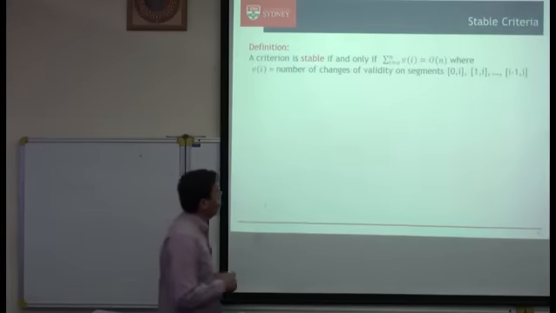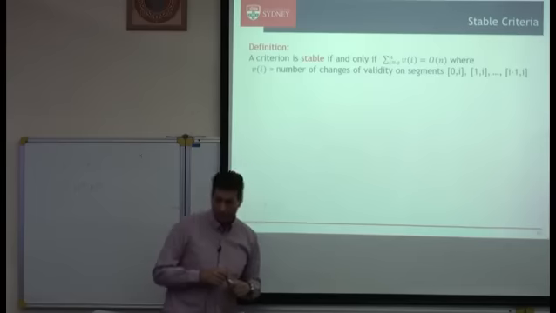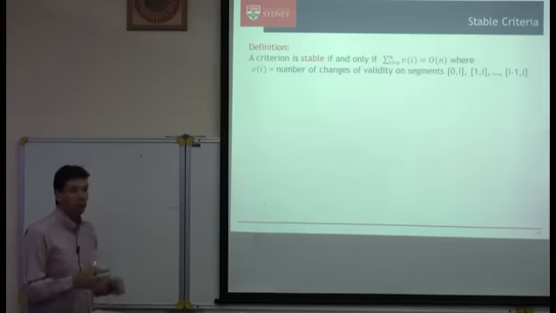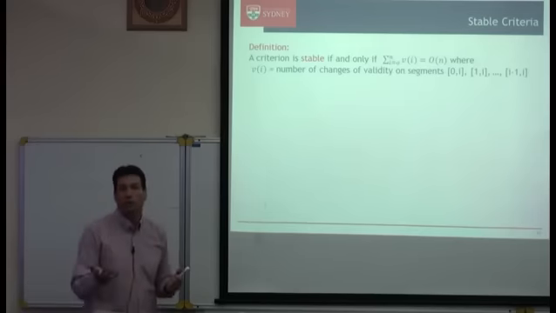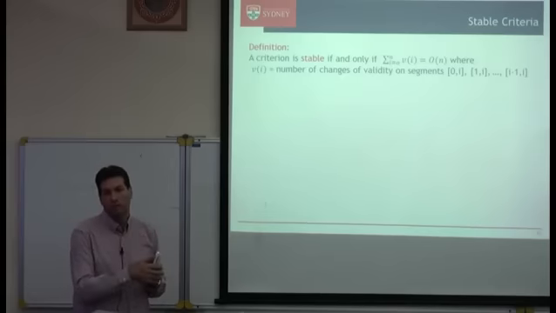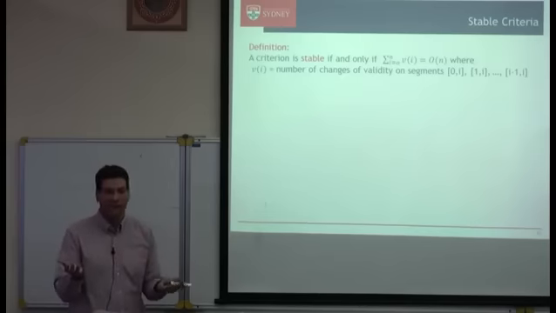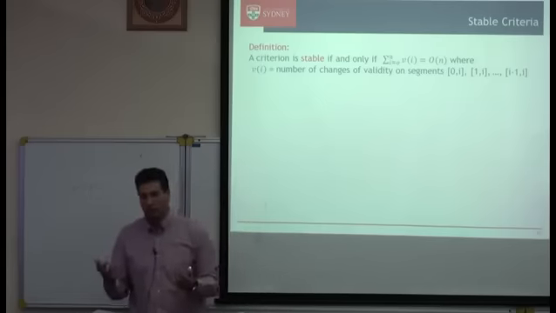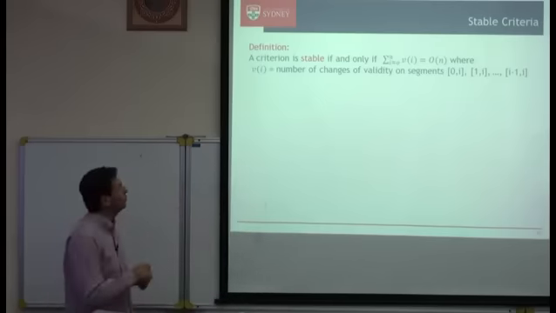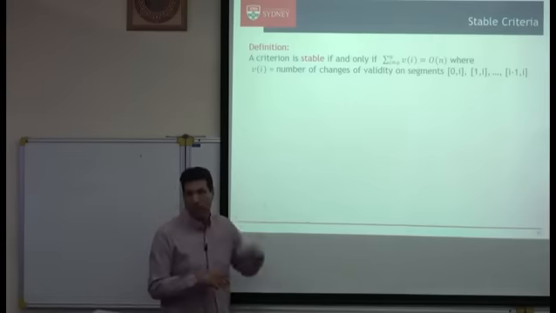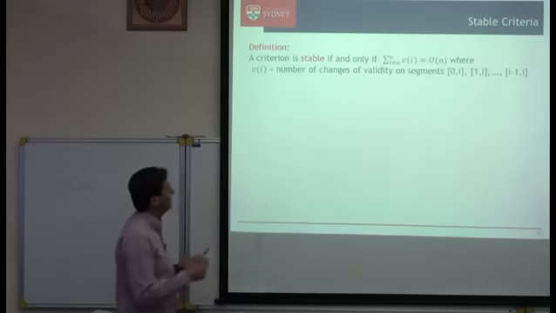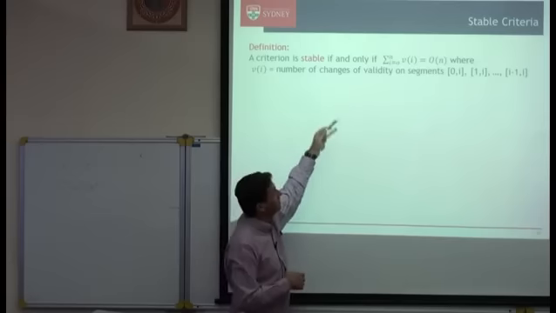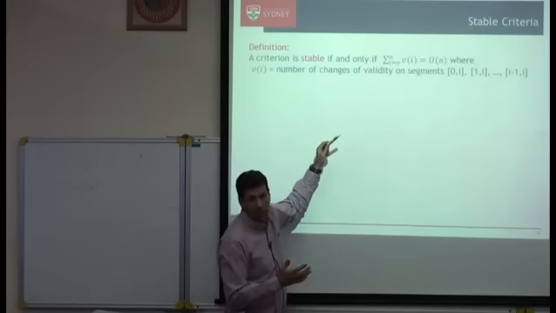So they also proposed a variant. So the problem is now we started with decreasing monotone. Now we have increasing and decreasing. But is there anything you can say, can you say something more general in a sense? And that's what they attempted to do by defining a stable criterion. So they say a criterion is stable if and only if the number of changes is bounded.